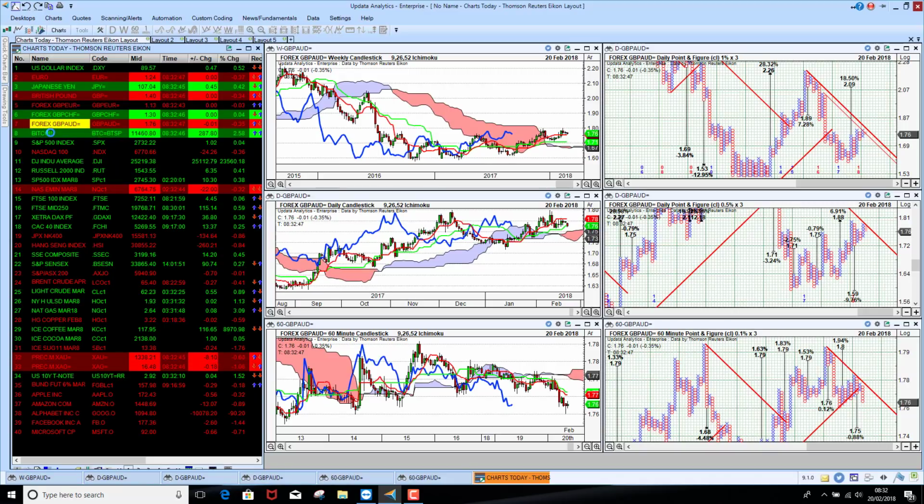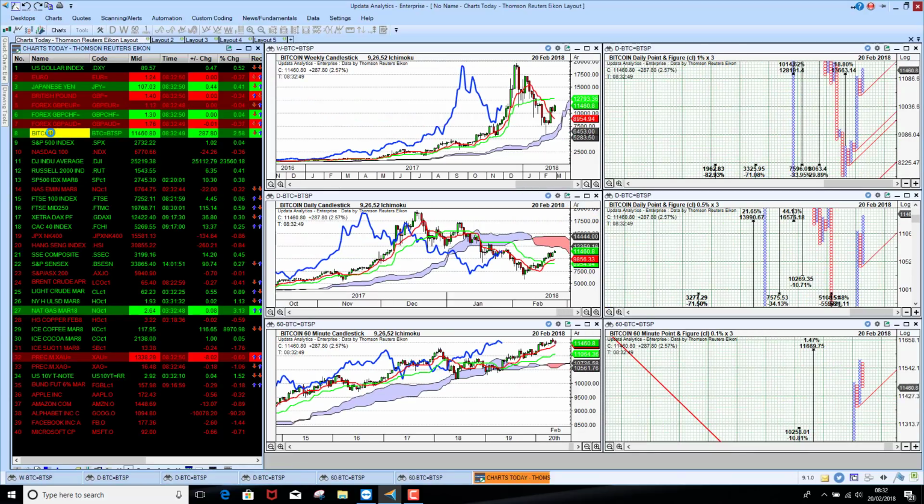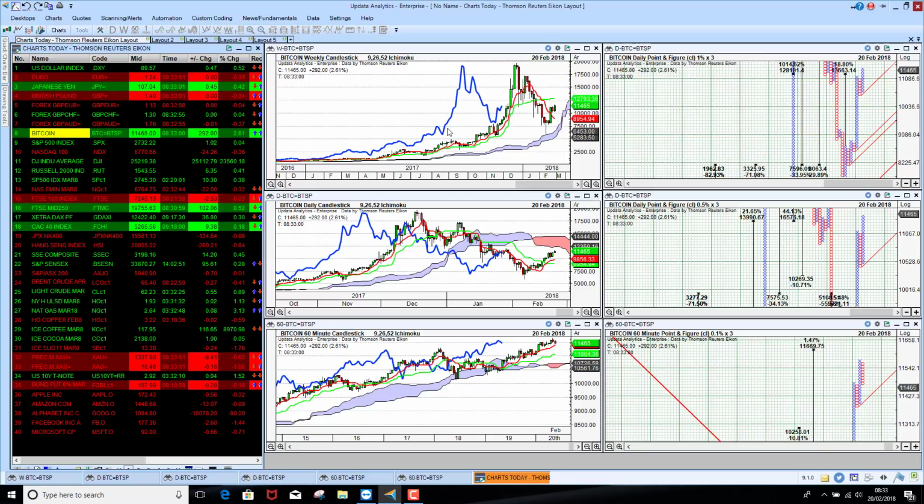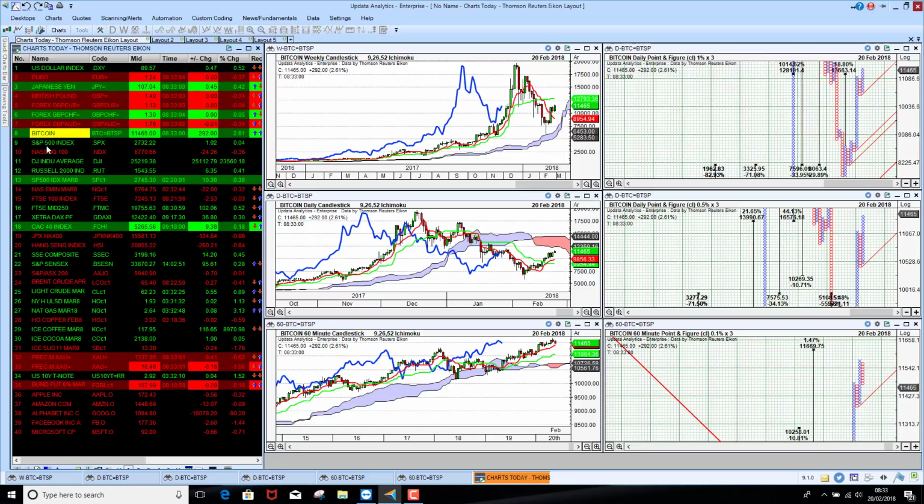Bitcoin continuing its rise, now above $11,000, so looking very good on the short-term chart. We've got an upside target here to 11,600, with about 1.5% upside, and 18% upside on the longer-term chart. So Bitcoin putting in a very good show of a recovery there.